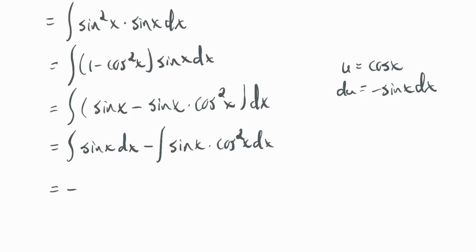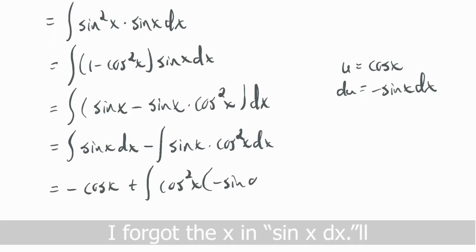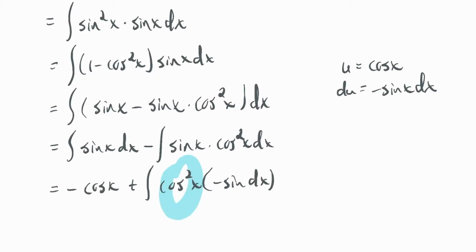So I'll do this one: negative cosine x, plus the integral of cosine squared x times negative sine x dx. I'm grouping together so that I have u squared here and du there. So this is negative cosine x plus the integral of u squared du.